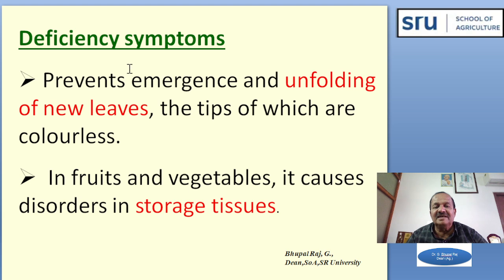When this deficiency is there, it prevents the emergence of the leaves. Leaves will not emerge properly when there is calcium deficiency. Leaves will not unfold, so they will not open. This is the main symptom for calcium. And the tips of the leaves are colorless. Generally in fruits and vegetables, it causes disorders in the storage tissues inside the fruits. So the damage can be seen due to calcium deficiency.